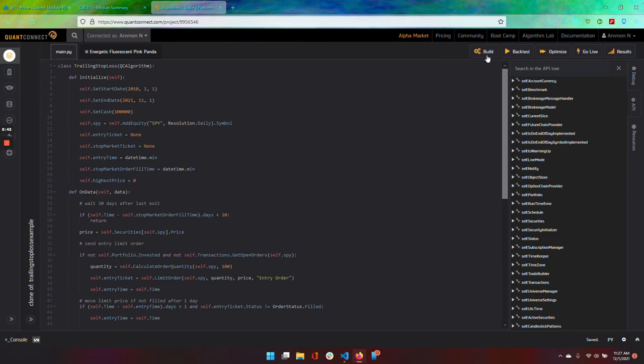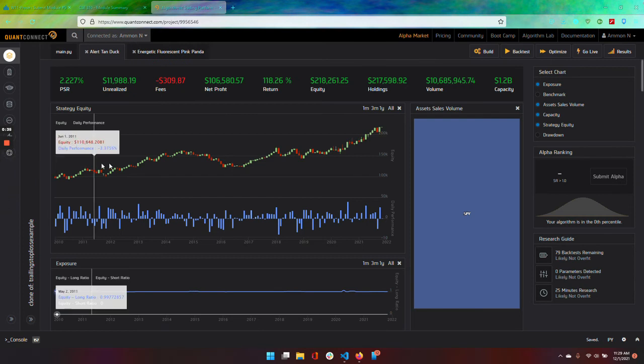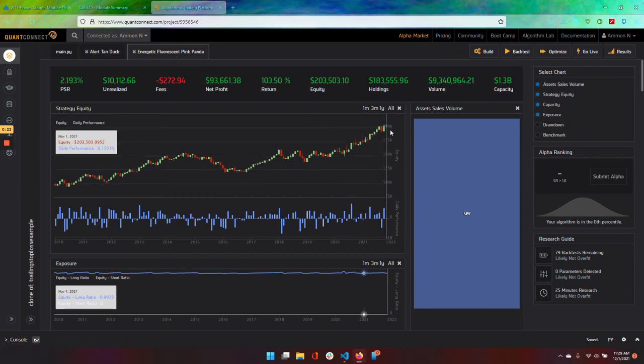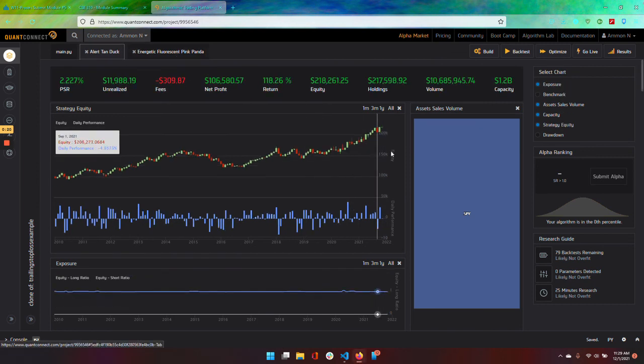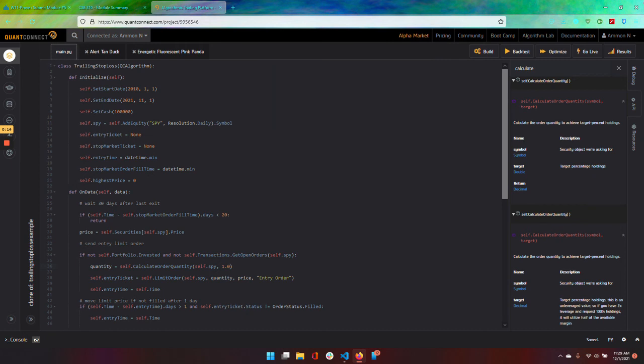Let's see if this runs. I'm going to build this again and backtest it again, which takes 20 seconds since I have a free account, but we'll see you back then. So this is what it ran. I changed my holdings to 100%, so we put all 100K in there. And as we could suspect, we made a little bit more money than this one. So we had 203,000 with this one, we had 218,000. So it's fun to play around with, but that's pretty much the entirety of my bot.